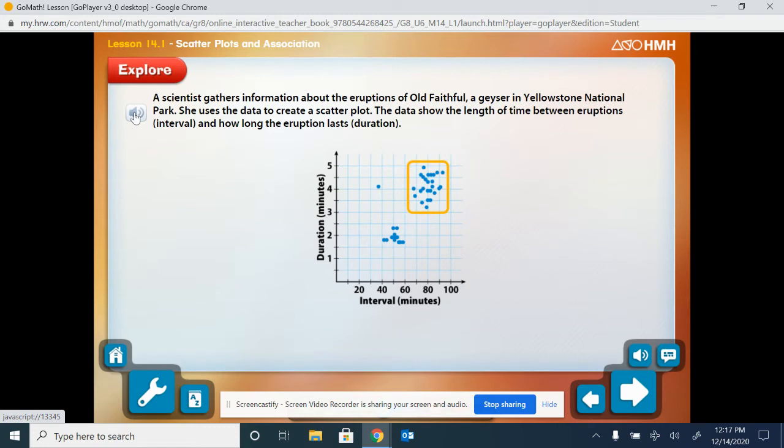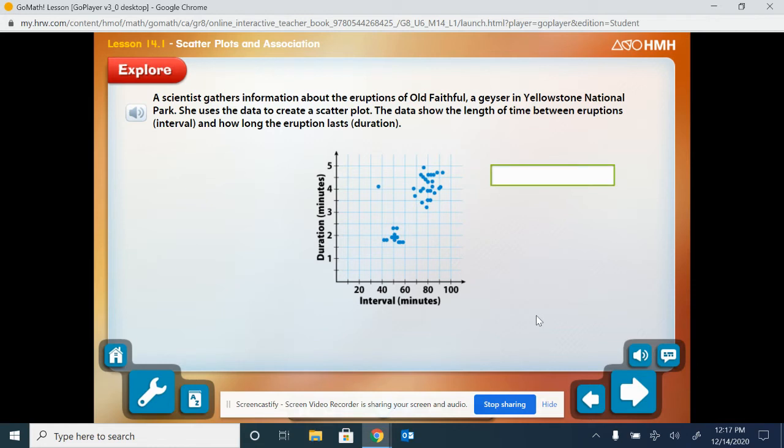A cluster is a set of closely grouped data. Data may cluster around a point or along a line. What other area of the scatter plot represents a cluster? So this represents a cluster, but there's another one right here that also represents a cluster. Great. This cluster is centered around a point.